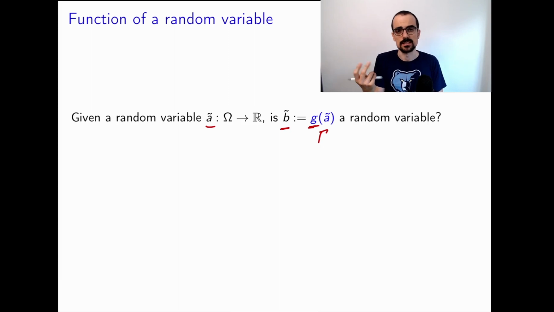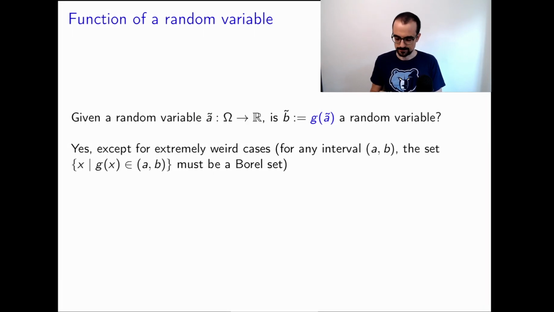There's two ways to answer this, right? One is the intuitive way. So you say, okay, look, A is uncertain. I don't know where it is. I can only say the probability that A is between here and here is this. The probability that it's in this other interval is that. So if I apply a deterministic function to that, that's going to remain uncertain. So intuitively, it should be a random variable. Mathematically, it gets a little bit trickier, okay? The answer is yes, except in very weird cases.